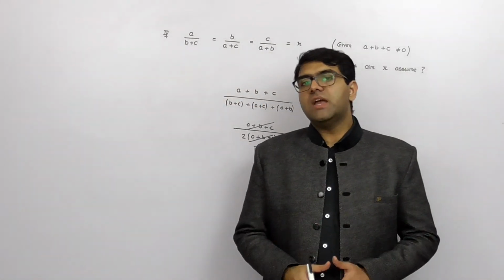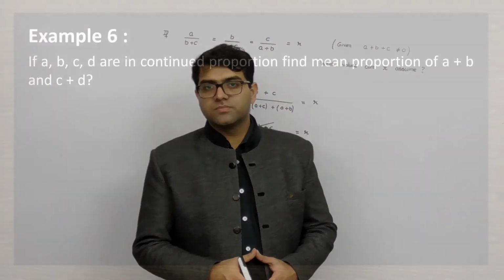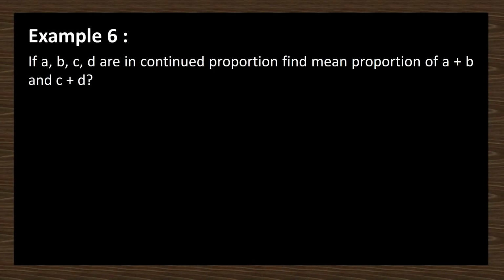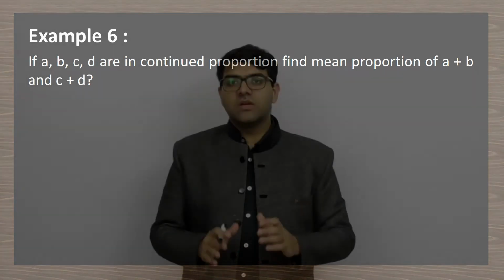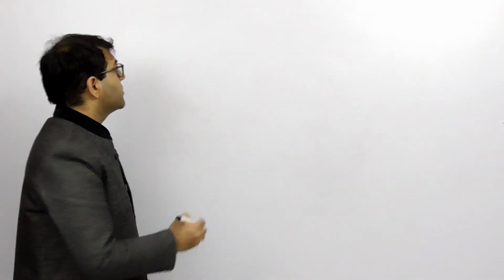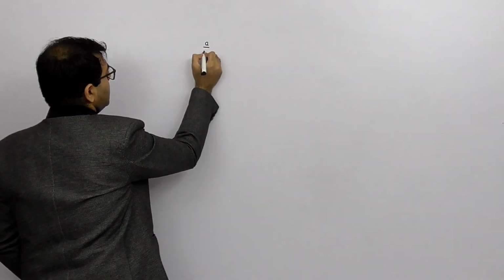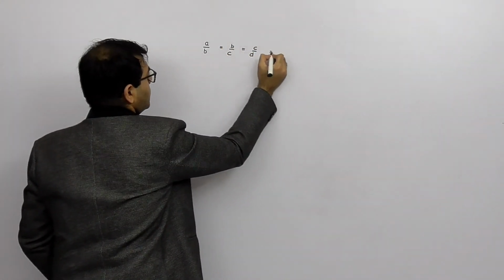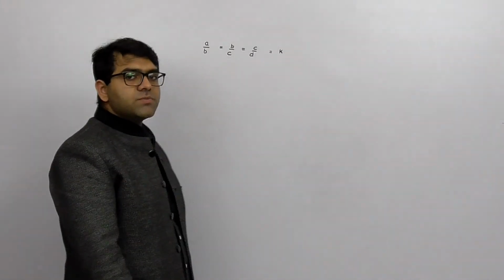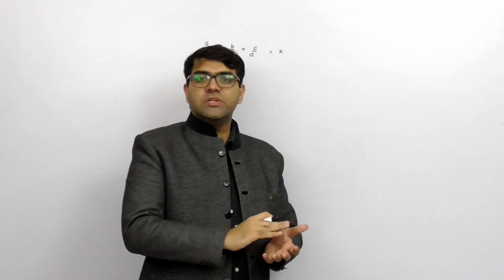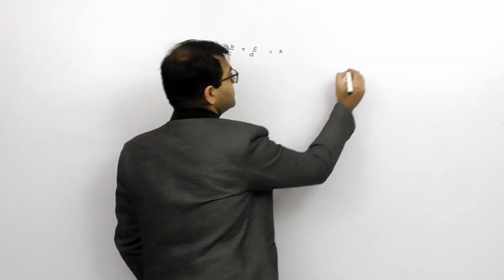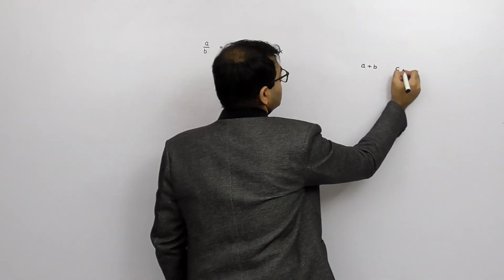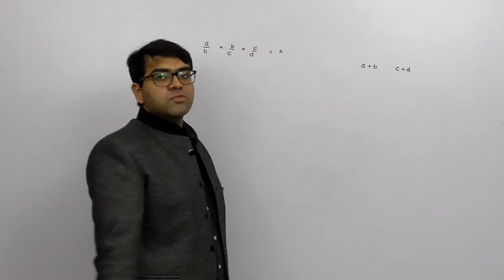One more example and then we end with our discussion on the chapter of proportions. If a, b, c and d are in continued proportion, then find the mean proportion of a plus b and c plus d. In the given question, the first thing that I have is the variables a, b, c and d being in continued proportion. So I can express the relation as a by b equals b by c equals c by d, let's say equal to another variable k. Next, the question asks what will be the mean proportion of a plus b and c plus d. So I have to find the mean proportion of a plus b and c plus d.